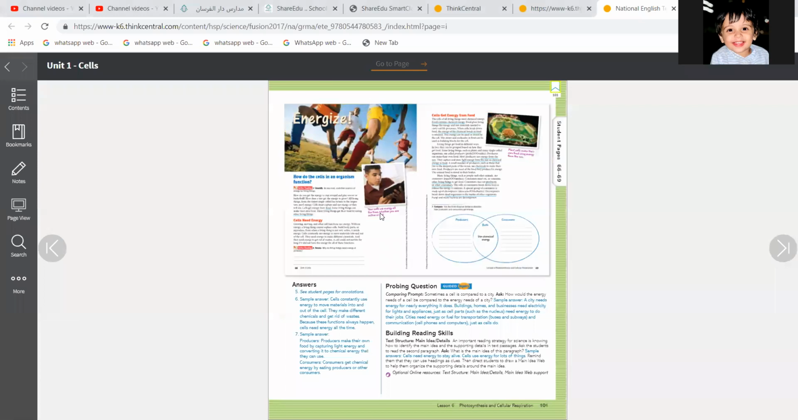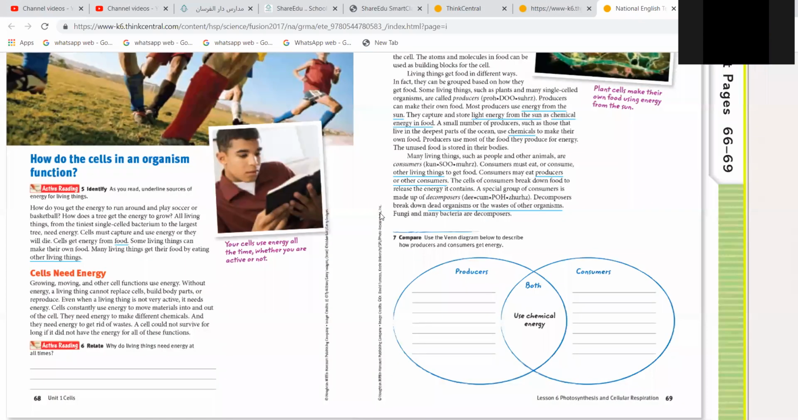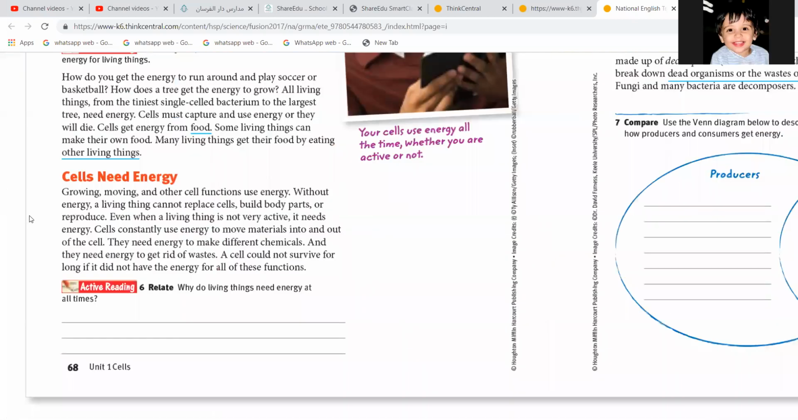Now coming to this lesson, girls, it's very, very easy here. Why do cells need energy? Just listen to me. Why do cells need energy for growing, moving, and functioning? It needs to grow, it needs to move, it needs to function, and that's why cells need energy.